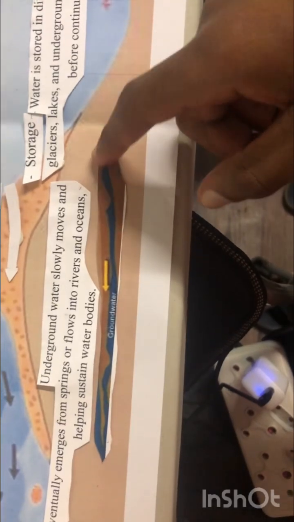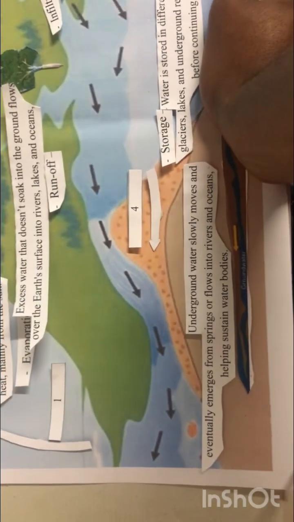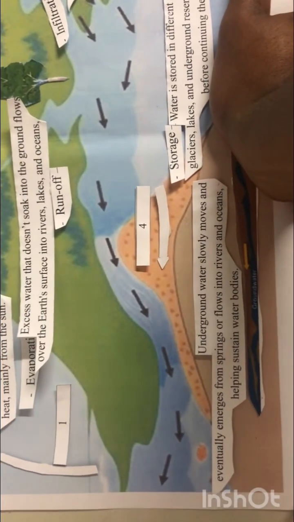And then if you look closely, this is groundwater. This is groundwater, and if you read above, it says underground water slowly moves and eventually emerges from springs or flows into rivers and oceans, helping sustain water bodies. So right here we have the definition but not the wording. There's only a few options left, so it's this one: groundwater discharge.